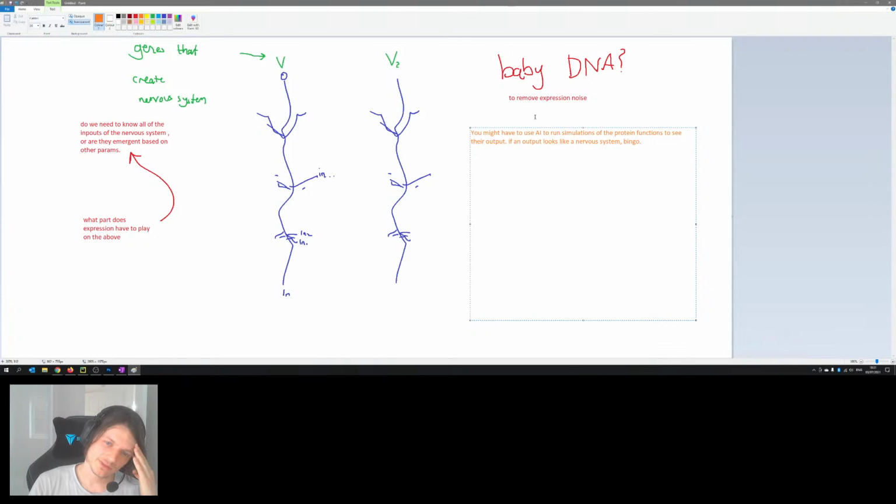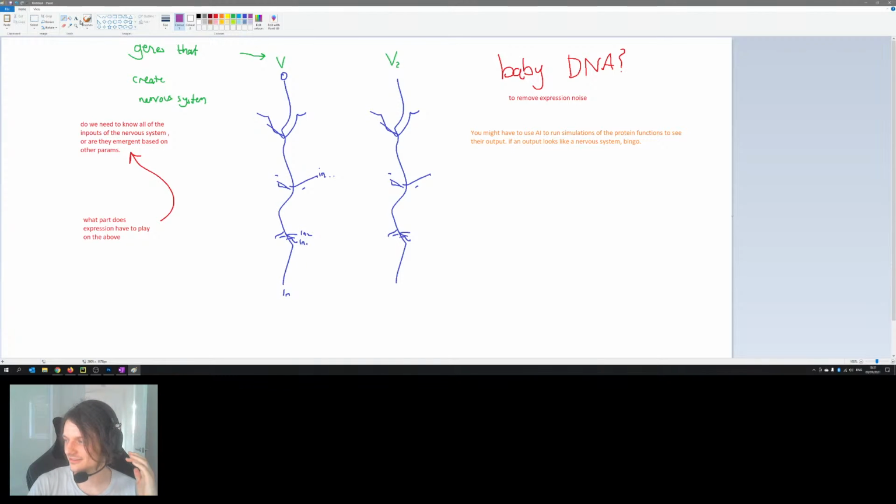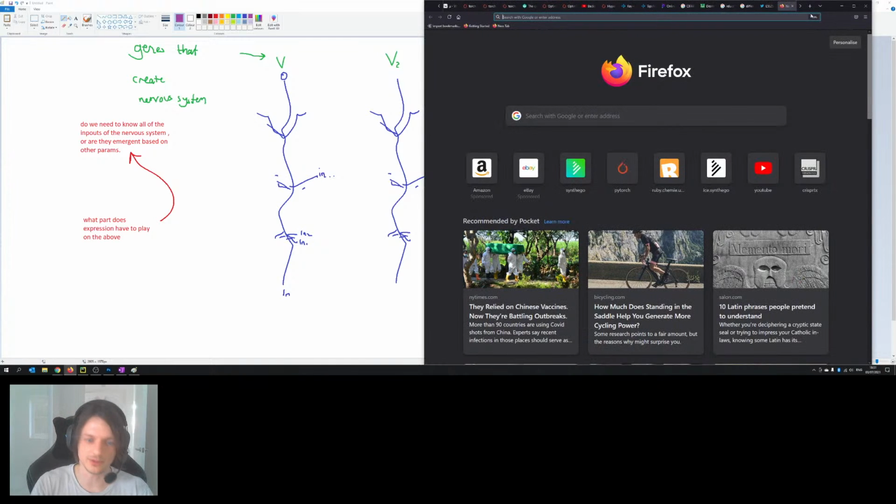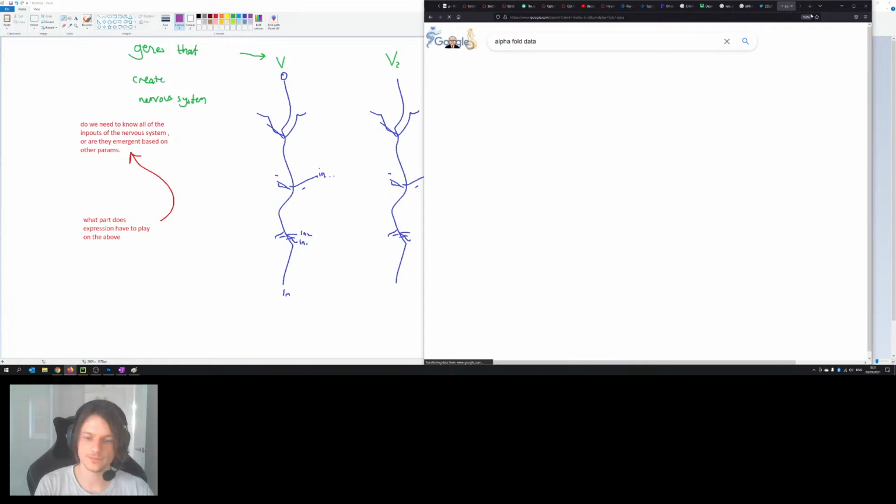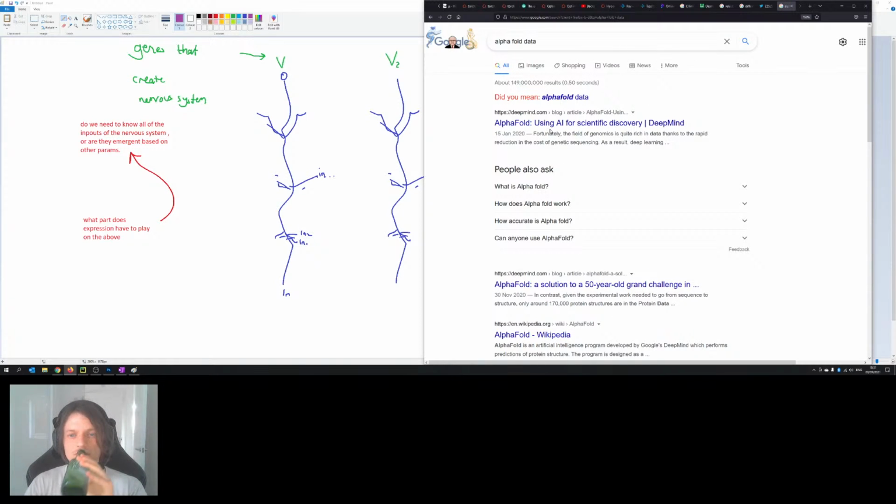Okay, so here is the AI coming in. Alrighty, we finally got there. That took not very long. So AI, boom. So here's the question: what do we already know from AlphaFold? Let's look at AlphaFold's data. Do they present it to us? AlphaFold data. Let's see what they've got. DeepMind.